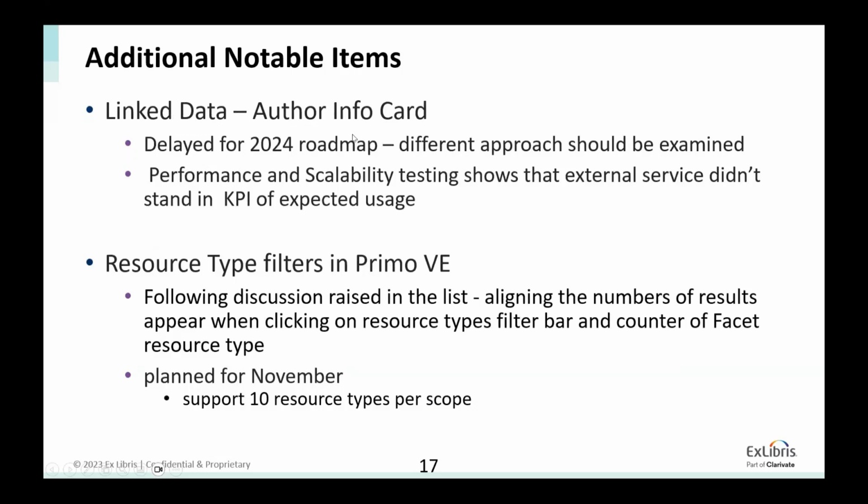Now, an update that I want to share. During the May release and August release, we implemented the linked data author info card as part of our full display, and we were about to release it. But before we did this release, and I think this was also communicated in conferences, we had the approach of linked data accessing external sources, using APIs to external sources, fetching information, and enriching the content from external sources.